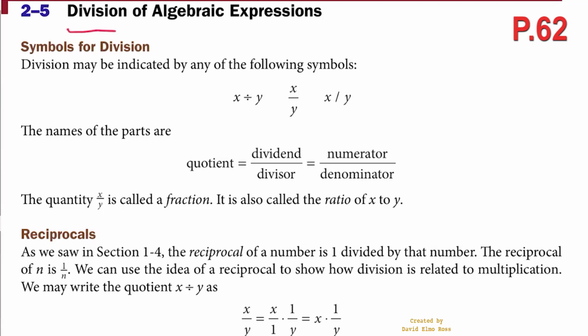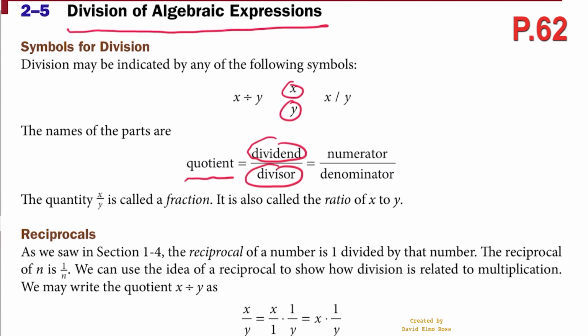Let's now take a look at division of algebraic expressions. There's a number of symbols that can be used for division. X divided by y can be shown this way, or this way. The quotient, which is the answer of the division, is expressed as a dividend over the divisor. So x over y. X would be called the dividend and y would be called the divisor.